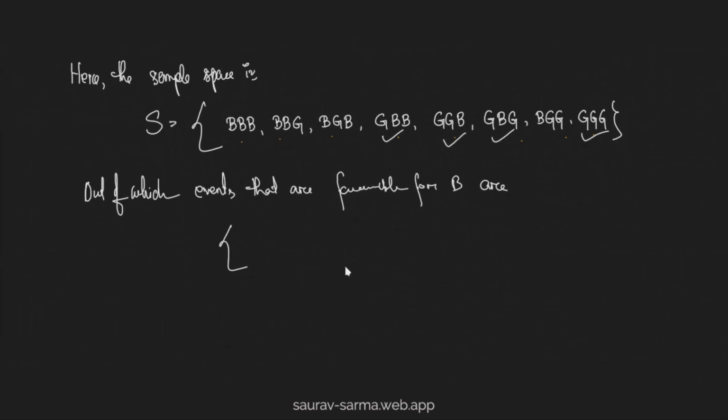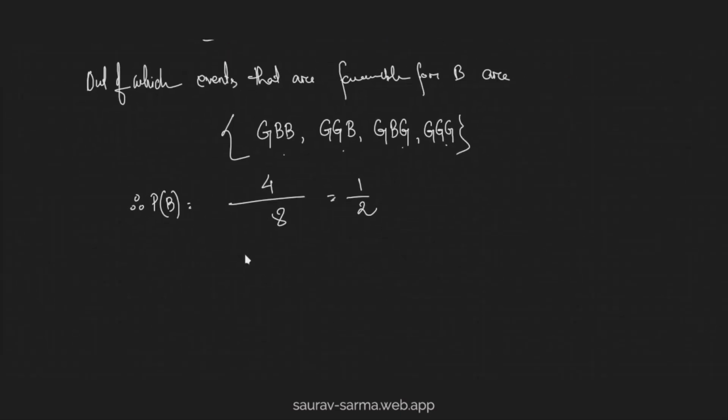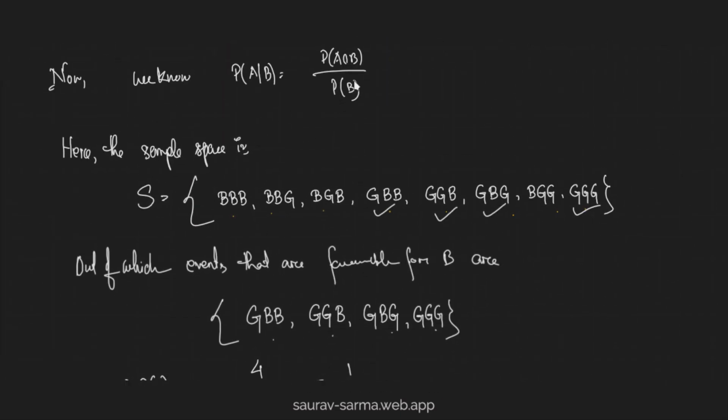So we will go with the favorable cases: girl boy hobo pare, girl boy hobo pare, girl boy girl hobo pare, and girl girl girl hobo pare. These are favorable cases, right? So therefore probability of B ki hobo, number of favorable cases is 1 2 3 4, right? 4. Total number of cases 8, so half, right? Now we need the intersection, right?